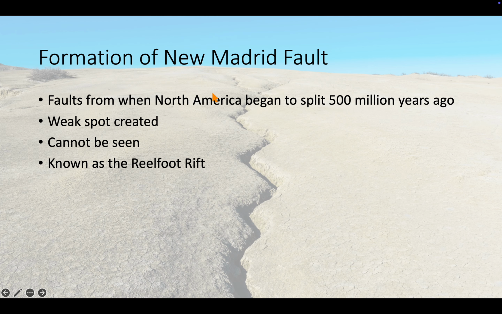So, formation of the New Madrid Fault. These are faults from when North America began to split 500 million years ago. It created a weak spot. We can't see the weak spot. It's buried. And this became known as the Reelfoot Rift.